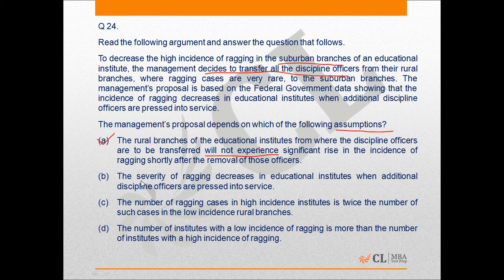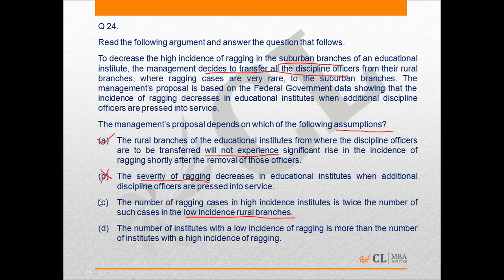The severity of ragging decreases. Now severity of ragging is not mentioned in the passage, so it's irrelevant. The number of ragging cases in high incidence institutes is twice the number of such cases in low incidence rural branches. Of which institute? Is it about this one institute, or it's about the other institutes too?